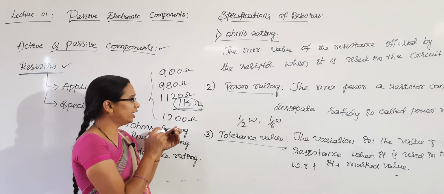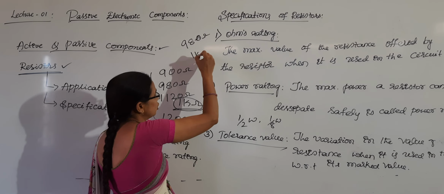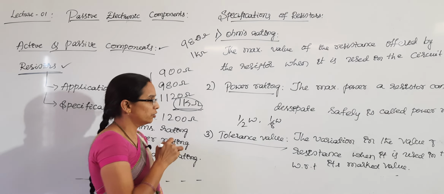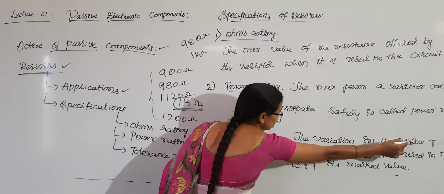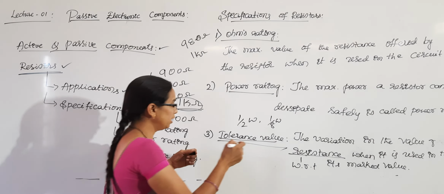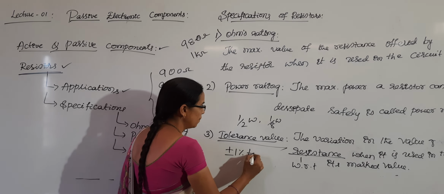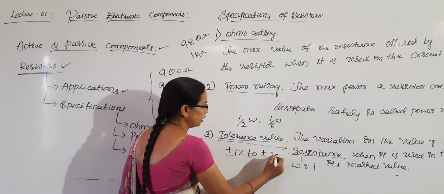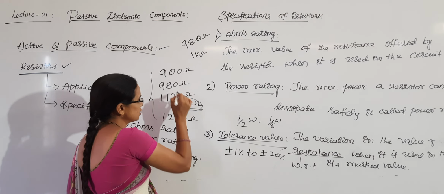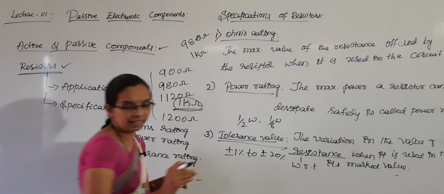See, if you connect a 980 ohm resistor in place of 1 kilo ohm, there will not be much difference actually. So tolerance value is the variation in the value of resistance with respect to the marked value. It may vary from plus or minus 1% to plus or minus 20%. If a 1 kilo ohm resistor is possessing 980 ohm, how much has it varied? How will you calculate that percentage?